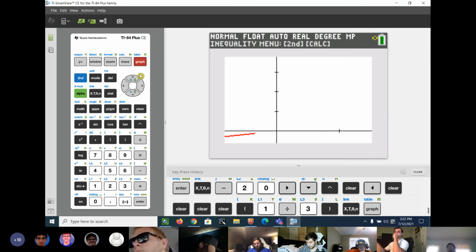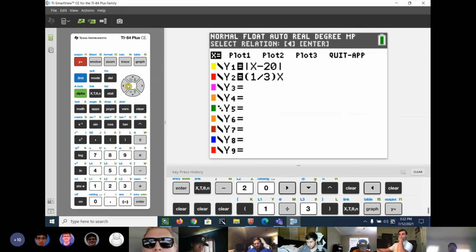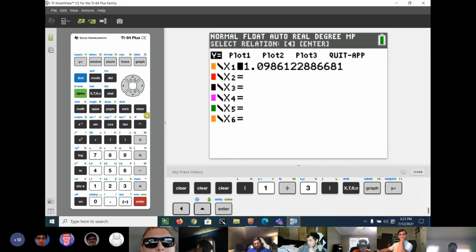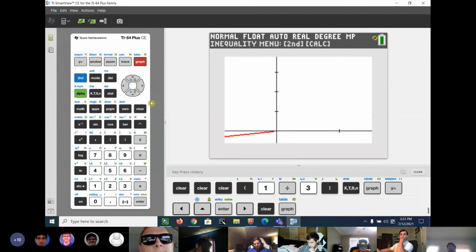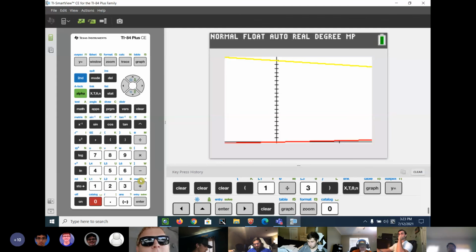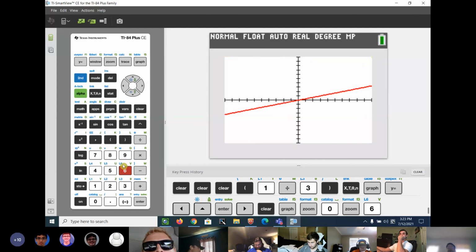And there it is. You know what it looks like there. I mean, it doesn't look like that. Oh, I got to take the x out. Let me take the x out. Clear. There we go. And you have to zoom standard. Do a zoom 0. Zoom 6. That looks more like it. Now you have to zoom out to get it. I'm not going to worry about that.